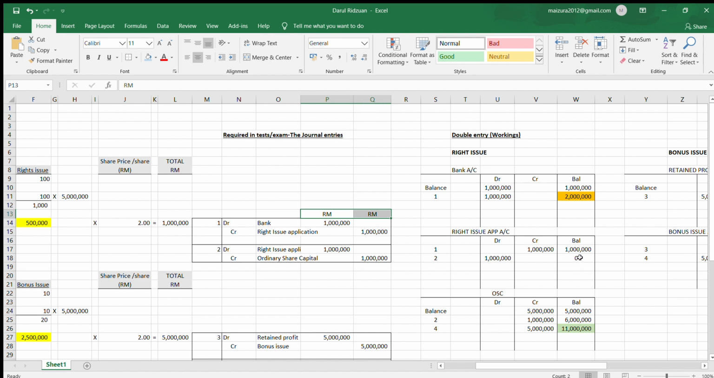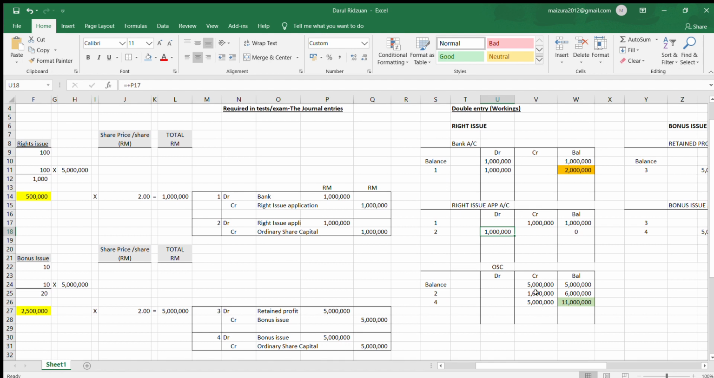The right issue would be closed ultimately and transferred to the ordinary share capital, and at this point of time your balance in the ordinary share capital account is 6 million. So 5 million plus 1 million would be 6 million. Alright, so this would be the right issues.